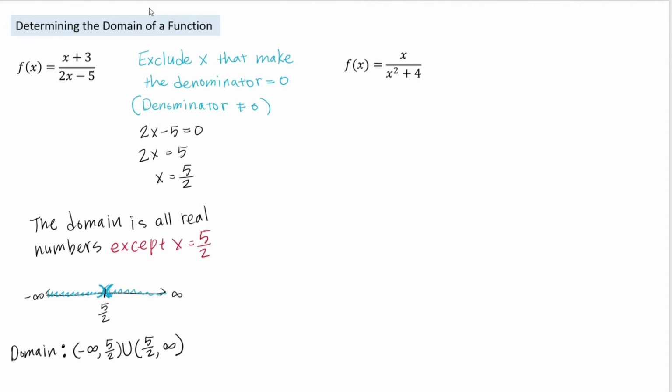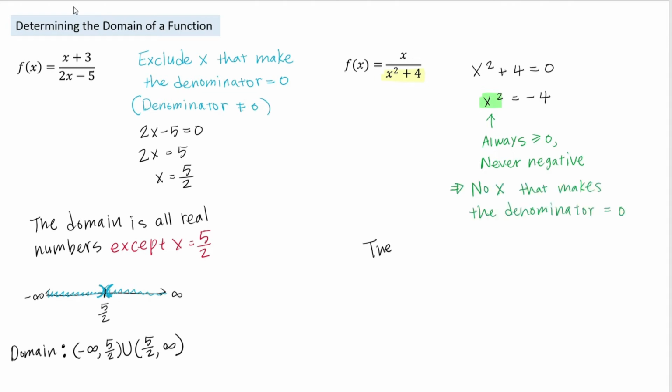Now we have f of x is equal to x over (x squared + 4). Again, we want to exclude values of x that make the denominator equal to 0. So let's set the denominator equal to 0. x squared + 4 is equal to 0, and x squared is equal to negative 4. Since x squared is always positive or 0, it's never negative. So there is no x that makes the denominator equal to 0. The domain is all real numbers.